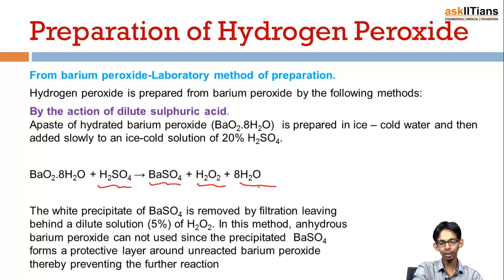Now the white precipitate of BaSO4 produced in this reaction is removed by filtration, leaving behind a dilute solution of 5% hydrogen peroxide. In this method, anhydrous barium peroxide cannot be used since the precipitated BaSO4 forms a protective layer around the unreacted barium peroxide, thereby preventing its further reaction. So we need to use hydrated barium peroxide only, and we cannot use anhydrous barium peroxide for this method.